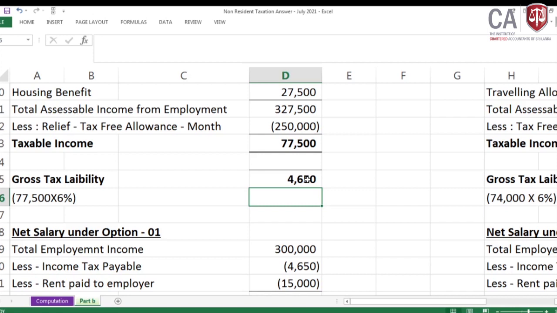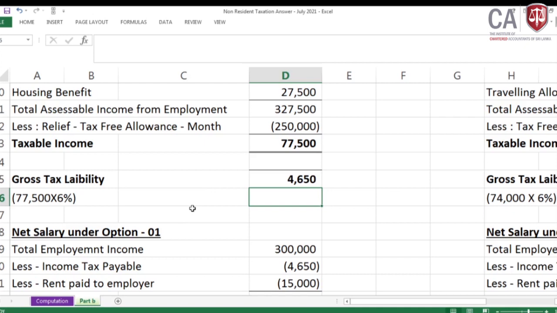Then the taxable income from the employment, as per the given information for Mr. Rohan, is within the first 3 million threshold. Then the applicable rate is 6%. Thereby the income tax liability is 4,650. Clear? Now, do we need to stop from there?